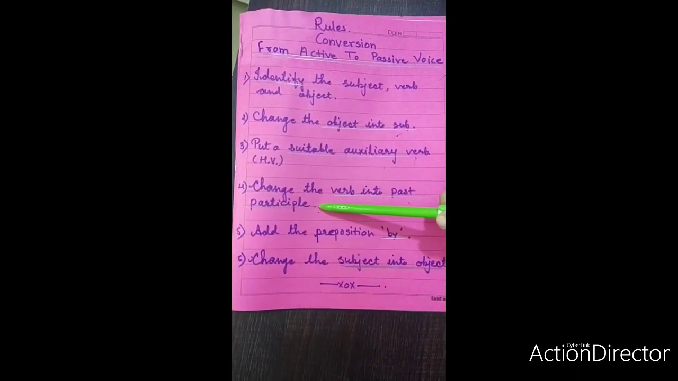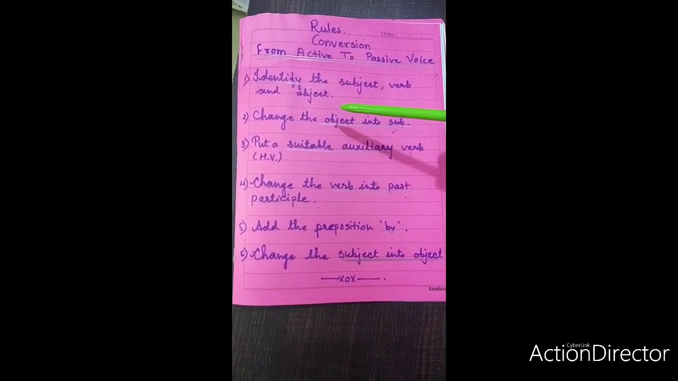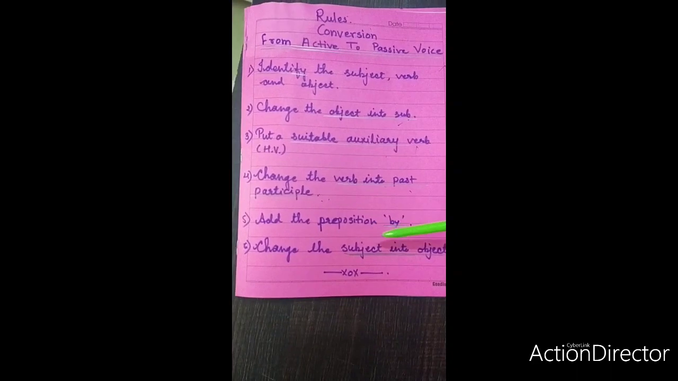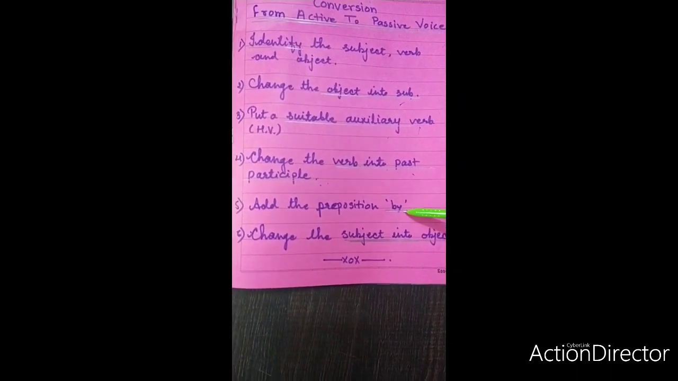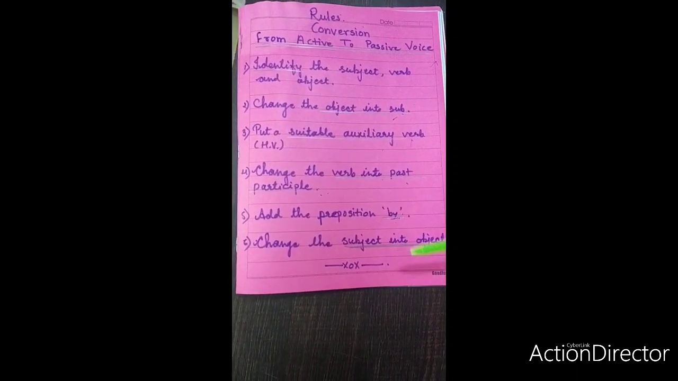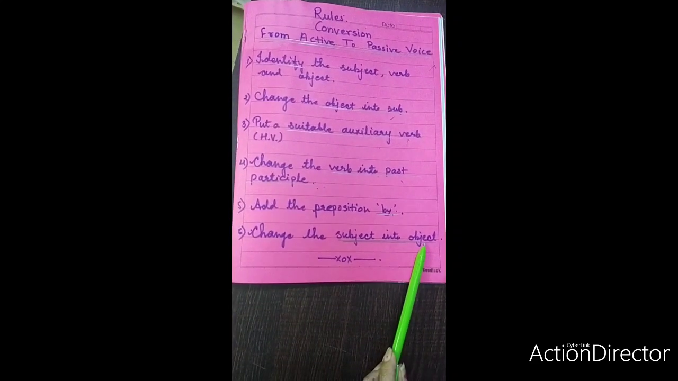You have to change the verb, that is the main verb which is given in active voice, into past participle, that is V3. Then number 5, add the preposition by. As a rule, you have to put this preposition, and finally change the subject into object.